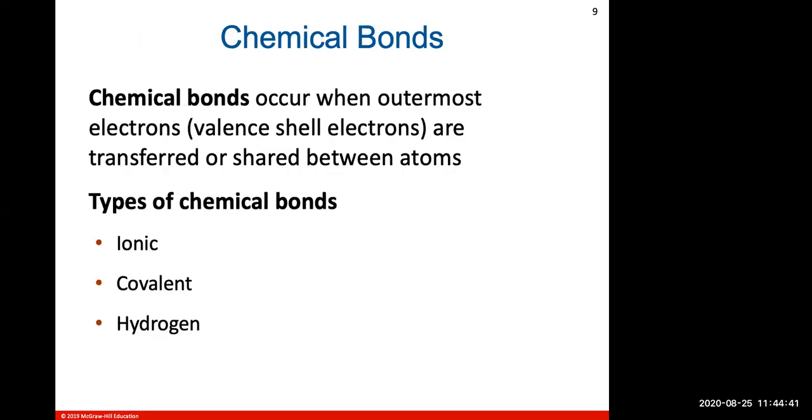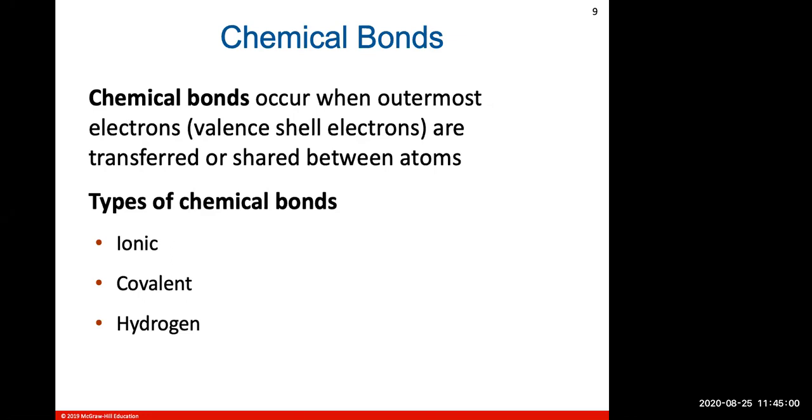So chemical bonds. We have these elements made up of atoms, and they are chemically bonded to each other to create different substances. Like table salt is sodium chloride. It's the sodium element and the chloride element bonded together. Well, what does bond mean?